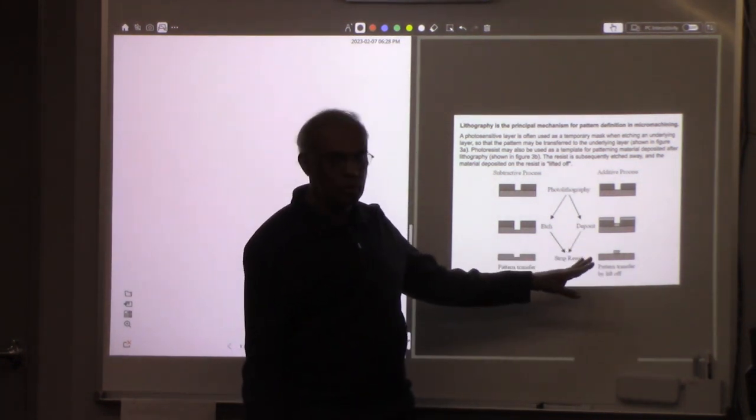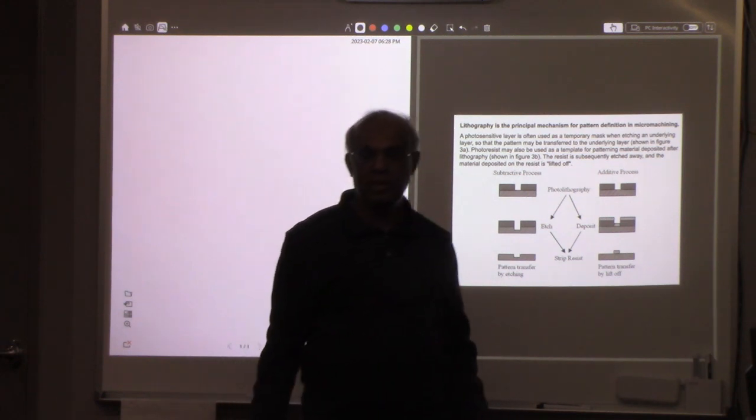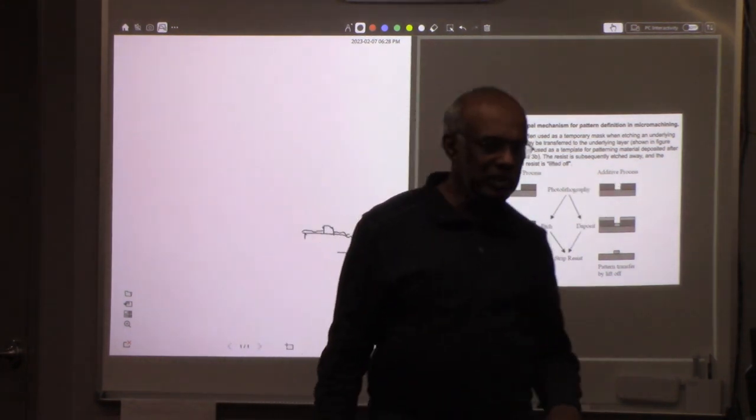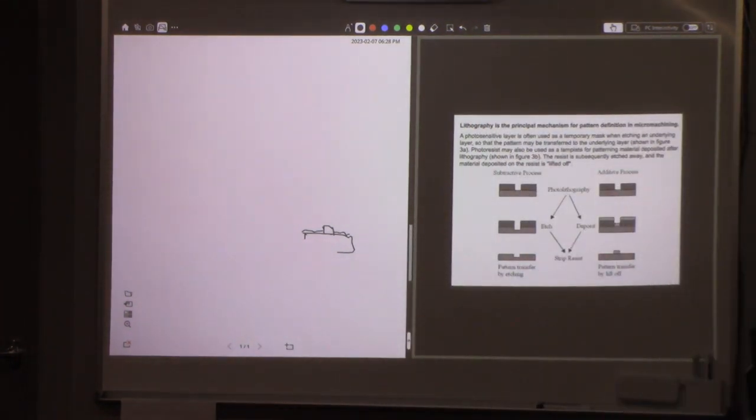This is not negative photoresist, it's the same positive. But in that case, we didn't deposit anything, right? We just etched that one. There are a few steps: etching, lift off, all these things.